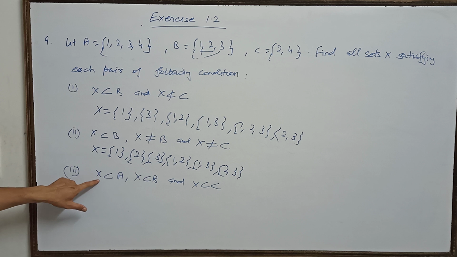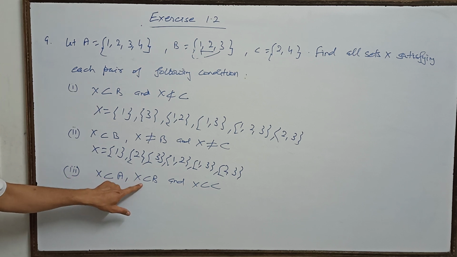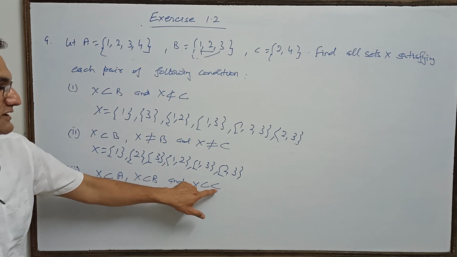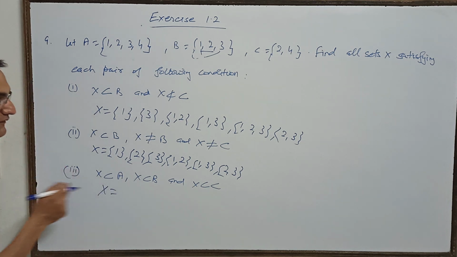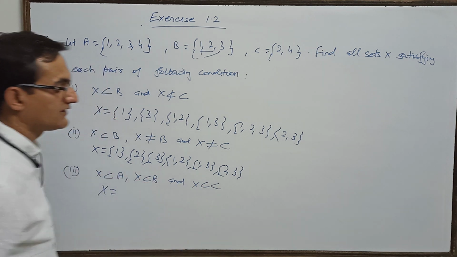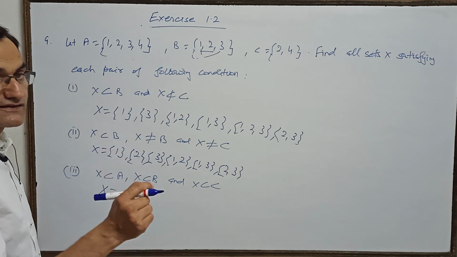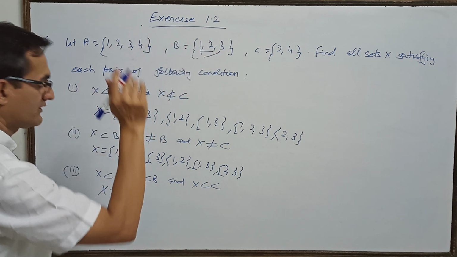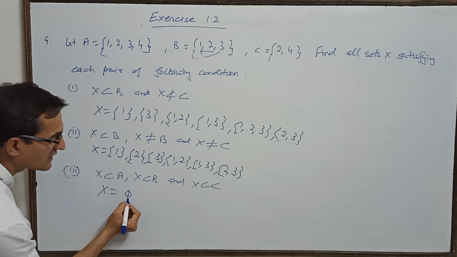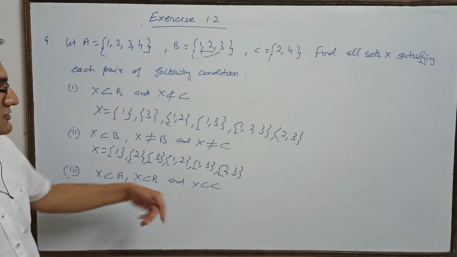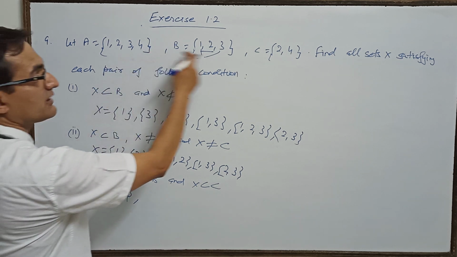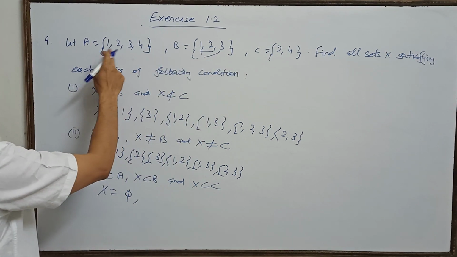Next comes X is a subset of A, X is a subset of B, X is a subset of C. You have to tell that set which is a subset of A, B and C. सबसे पहले तो null set is a subset of every set. So null set आ गया. Another A, B, C तीनों में है तो कौन सा एलिमेंट, which element is in both A, B and C?